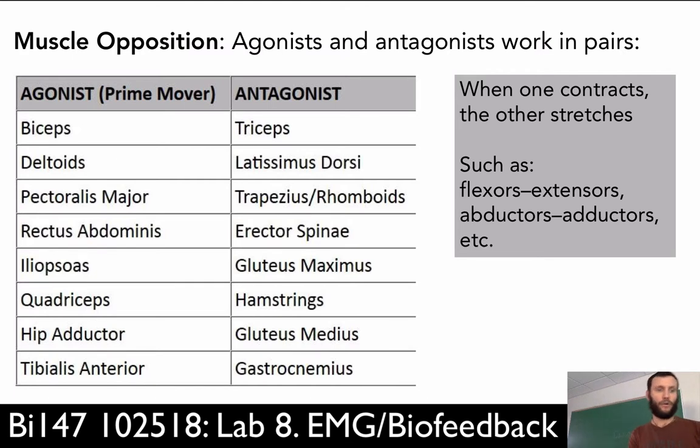So here are just a few pairs of agonist-antagonist muscles that are in the body, real common ones. So we said bicep, tricep. Deltoids and latissimus dorsi is a pair. Pec major in the chest and the trapezius and rhomboids in the back. Those are an antagonistic pair. The rectus abdominis that flexes the trunk and the erector spinae, which extends the trunk. Iliopsoas, which is going to flex the hip, and the gluteus maximus, which is going to extend the hip.